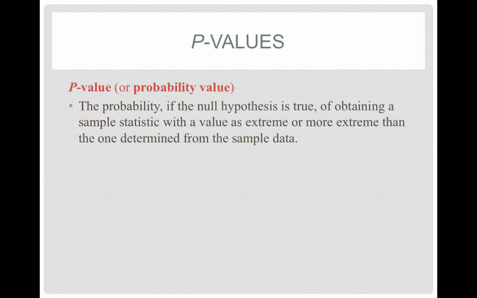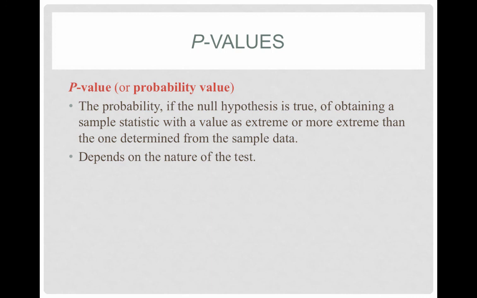All right, so what's the p-value then? The probability value is the probability, if the null hypothesis is true, of obtaining a sample statistic with a value as extreme or more extreme than the one determined from the sample data. Okay, so again, we've assumed the null hypothesis to be true. That p-value is the probability of obtaining, let's say, an X bar, a sample mean, with a value as extreme or more extreme than the one determined already from the sample data.